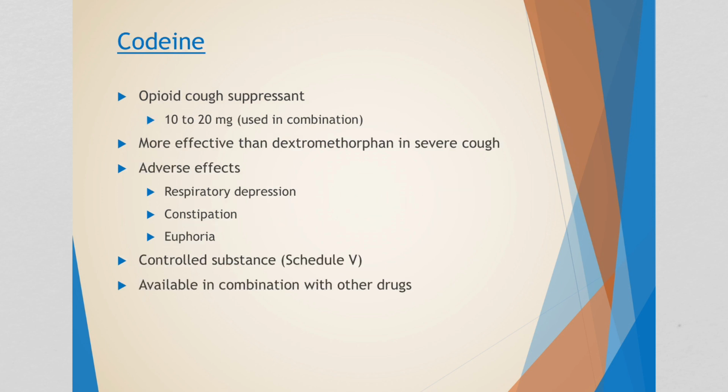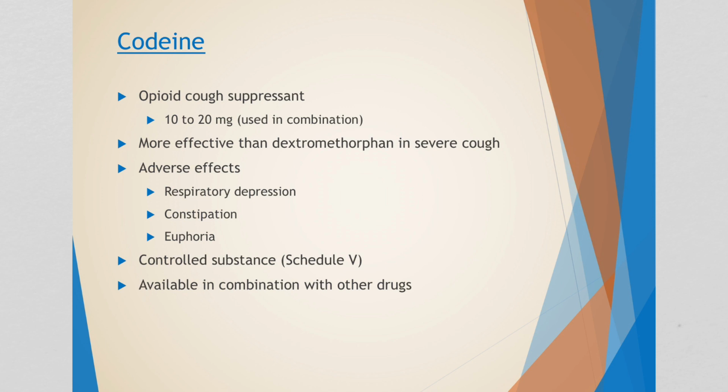Codeine. Codeine is also a cough suppressant. It works at the cough center as well to suppress the cough reflex. It is more effective than dextromethorphan in severe cough, which makes sense, as it's a prescription-based drug. We usually see this mixed into a syrup form. I've used it oftentimes for my kids if they've had pneumonia, for example.